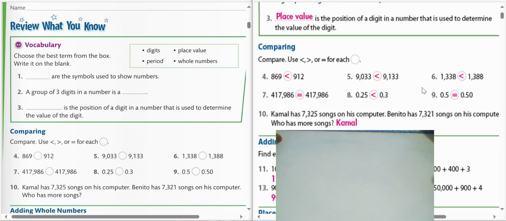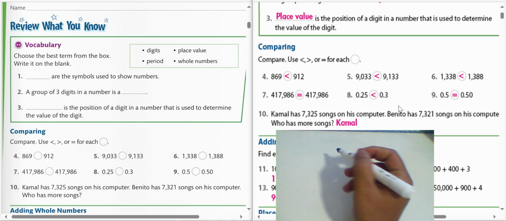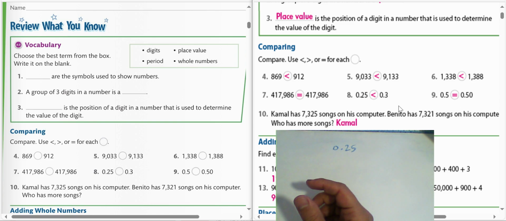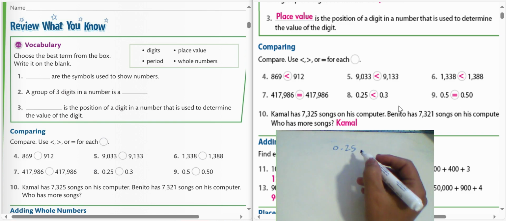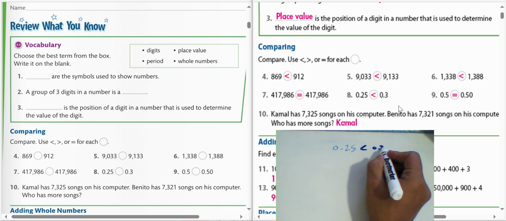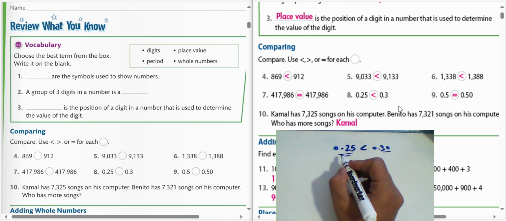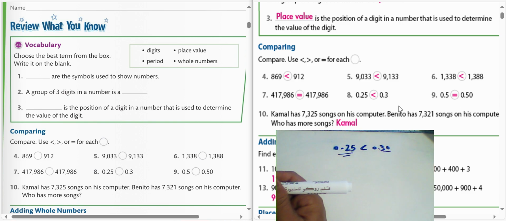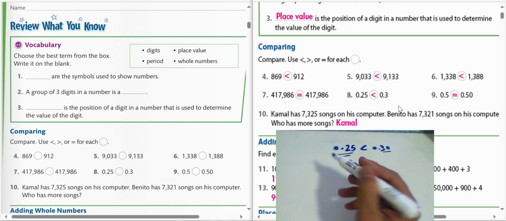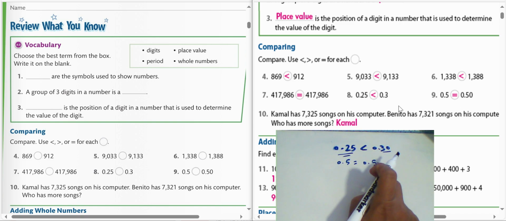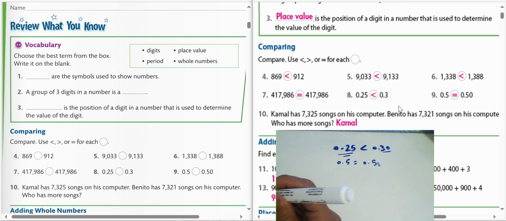We know 0 is less than 3, so you can write 0.215. We have 25 hundredths less than 3 tenths. We can put here 0, then the result will be 25 hundredths less than 30 hundredths. And also 0.5 is equivalent to 0.50. We can cancel the 0 here, it's equivalent, or put 0 here on the right hand side.